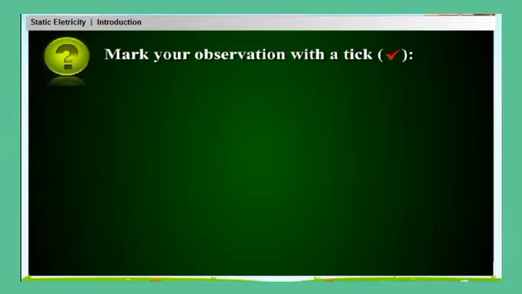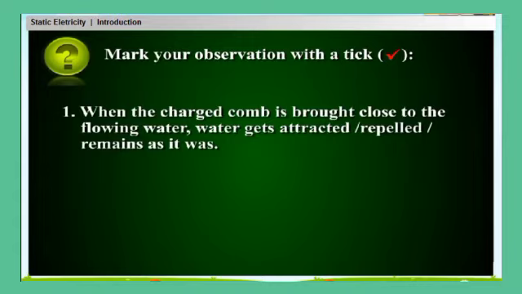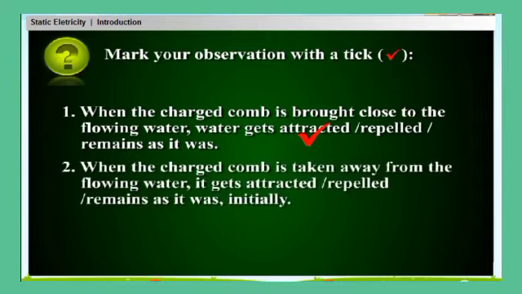1. When the charged comb is brought close to the flowing water, water gets attracted or repelled or remains as it was. Answer: when the charged comb is brought close to the flowing water, water gets attracted. 2. When the charged comb is taken away from the flowing water, it gets attracted or repelled or remains as it was initially.